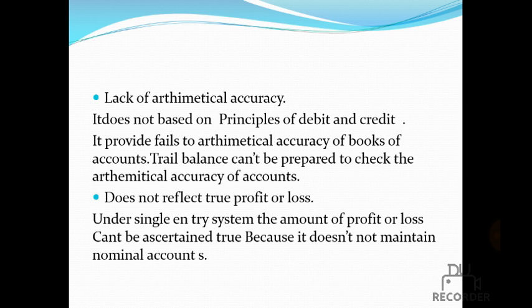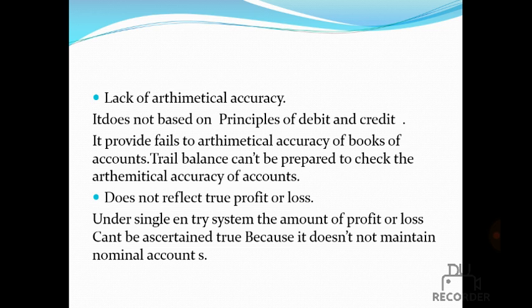Another point is lack of arithmetical accuracy. Lack of arithmetical accuracy means it is not based on the principles of debit and credit. It fails to give arithmetical accuracy of the books of accounts, and a trial balance can't be prepared to check the arithmetical accuracy of the books. We already discussed that in the single entry system we record only one aspect, debit or credit. Without these two aspects it can't give arithmetical accuracy.